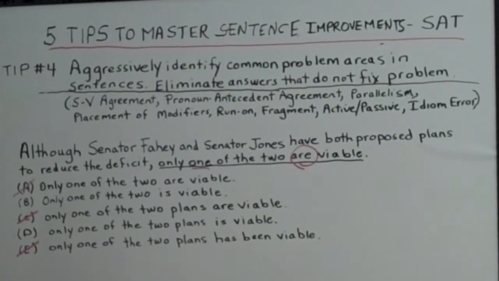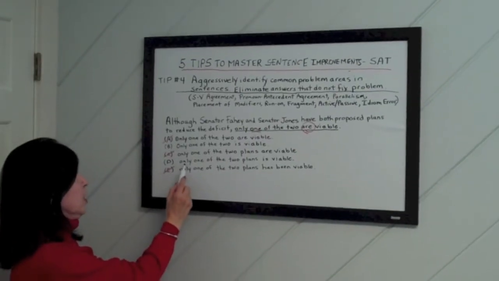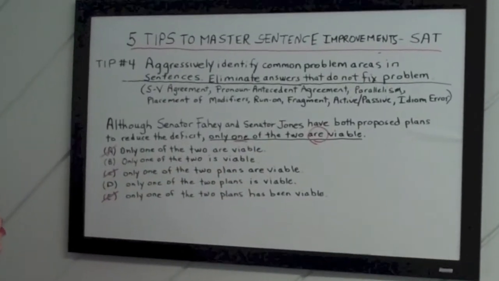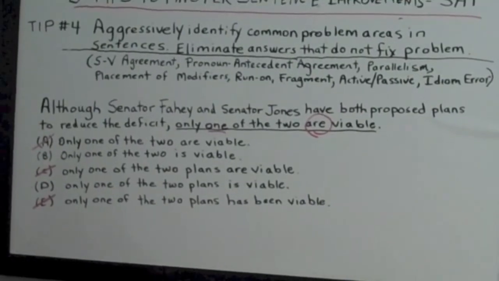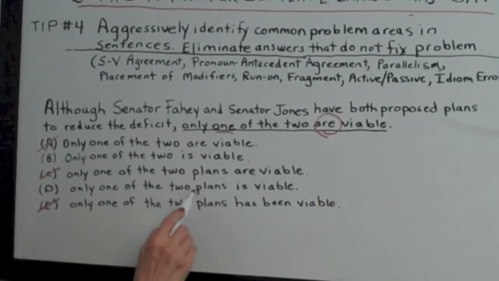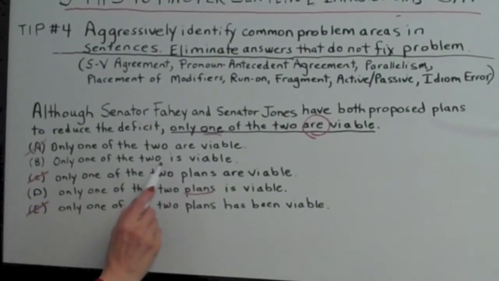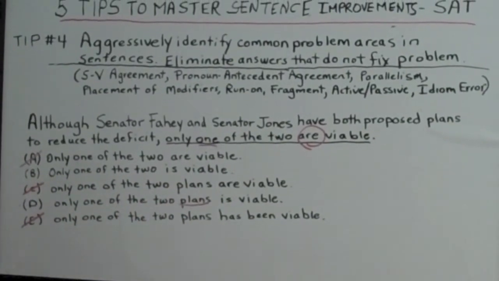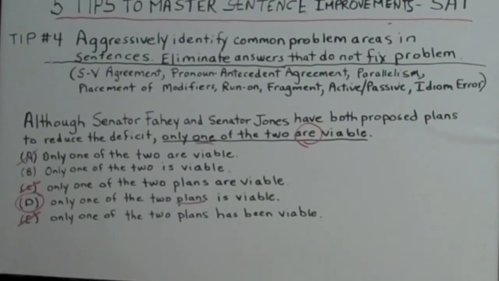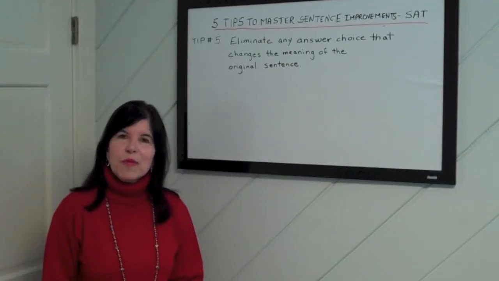And we're left with B and D. D is more clear. Though Senator Fahey and Senator Jones have both proposed plans to reduce the deficit, only one of the 2 plans is viable. B only says only one of the 2 is viable. It's unclear, so D would be the correct answer.